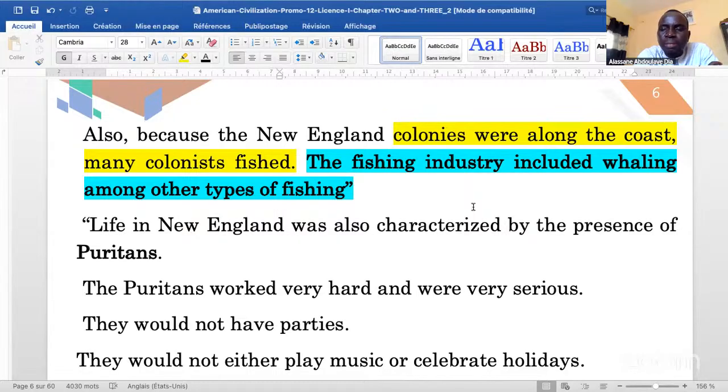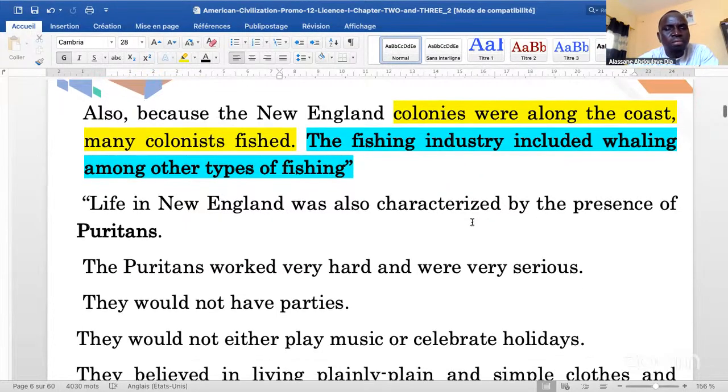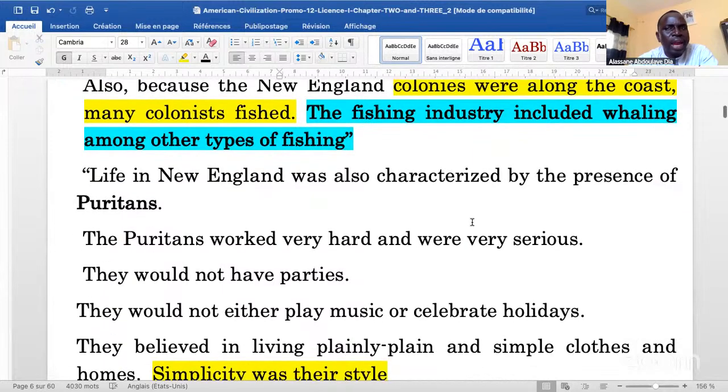What does whaling mean? Whaling means la chasse aux baleines. Okay, la chasse aux baleines. So it means they were looking for whales. They were hunting whales. You know, the whale is characterized to be a fish, but it's a big animal in the water. And there were other types of fishing. They could go and take small fishes or big fishes, but whaling was one major activity.